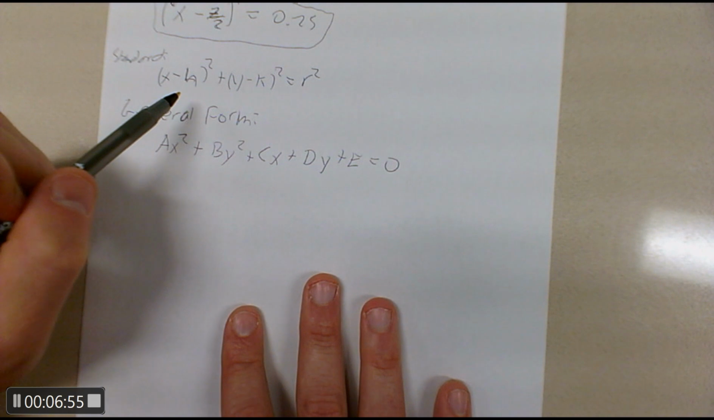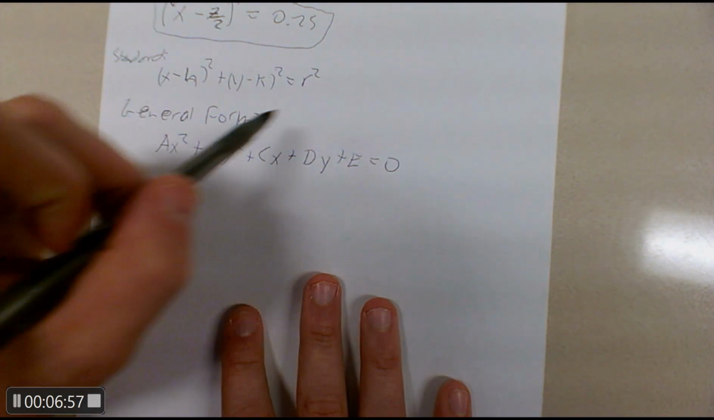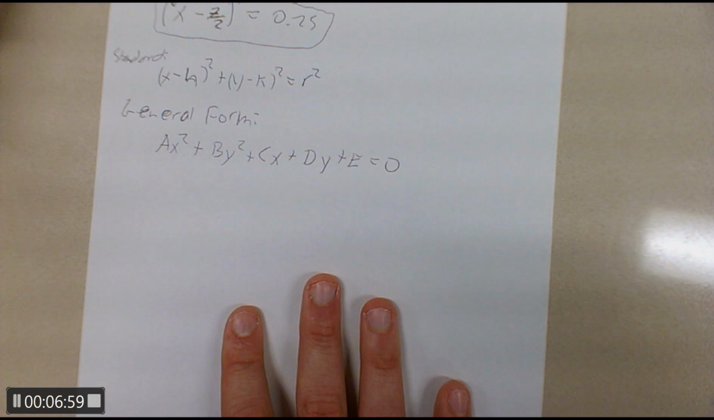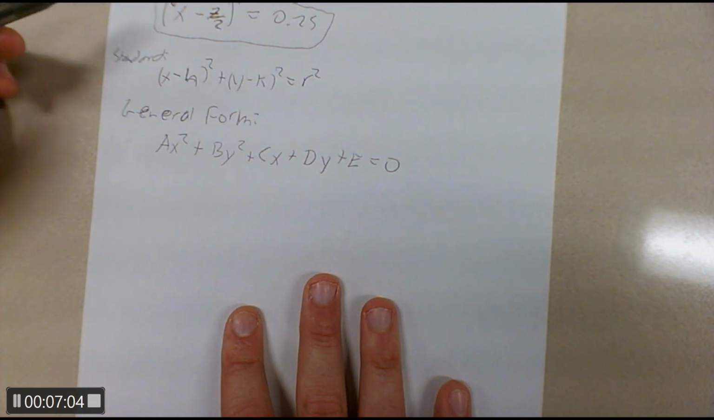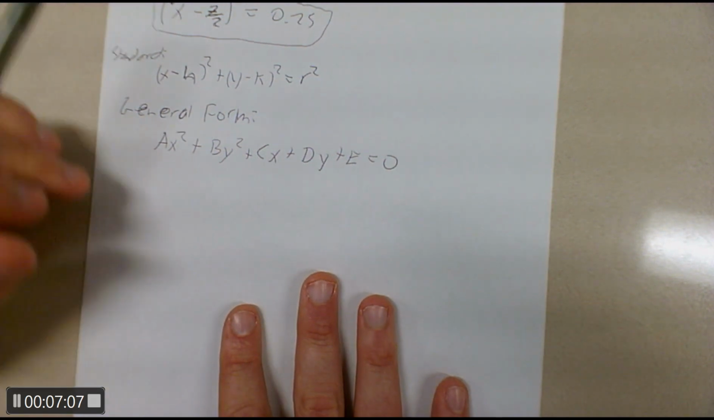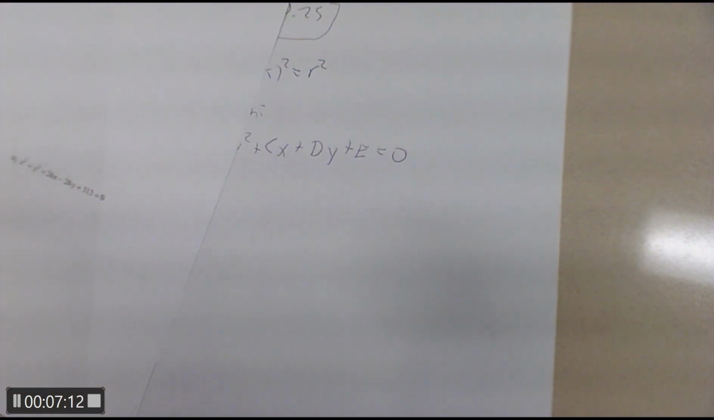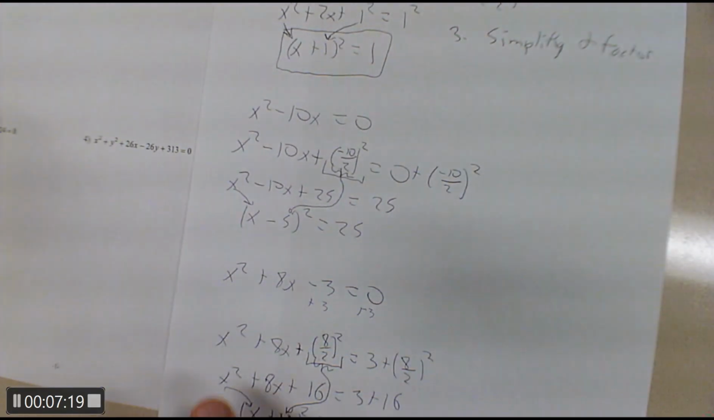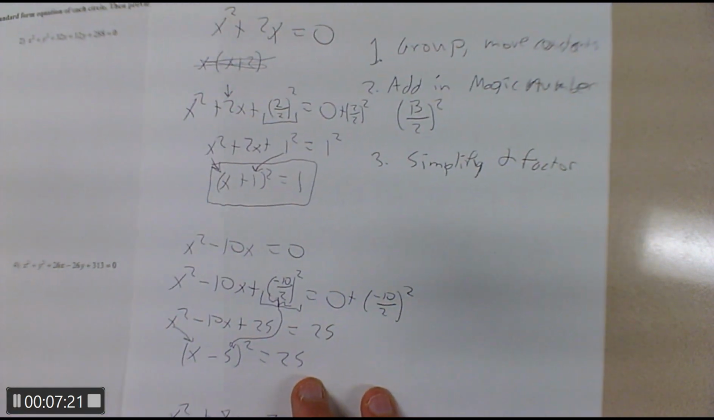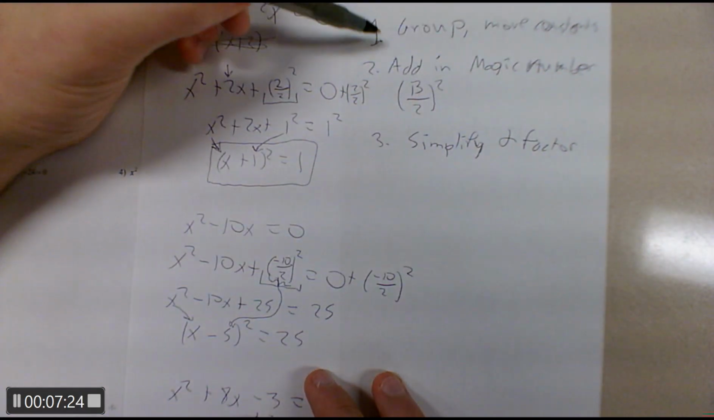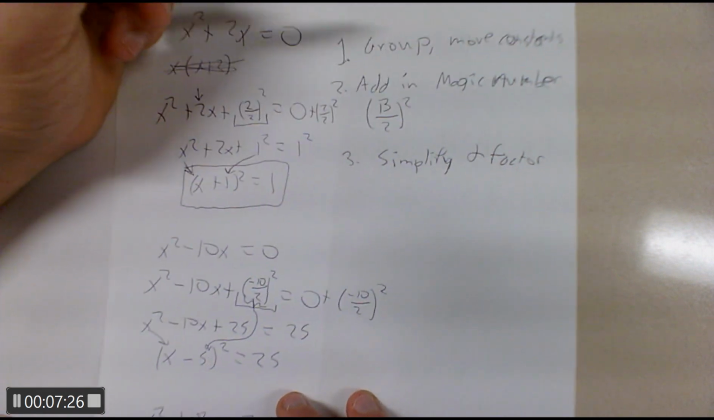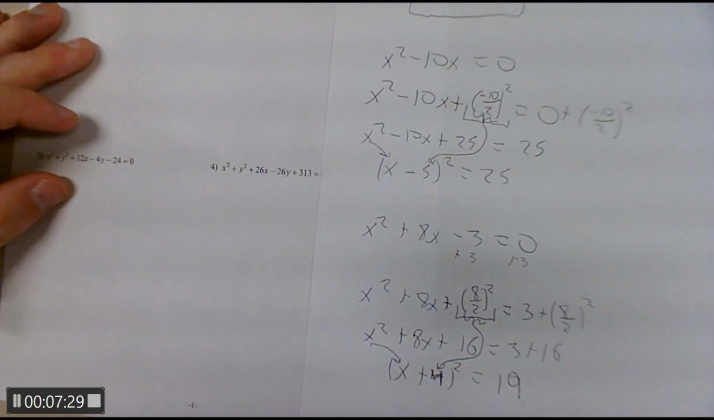Okay? What we're going to be doing with these is taking these general forms and converting them into the standard form of the equation. To do that, we're going to have to be completing the square. So, go and get out that worksheet, and we're going to start looking at number 1. Make sure you're looking at your notes and remembering these steps. Okay? These steps are super important in this.